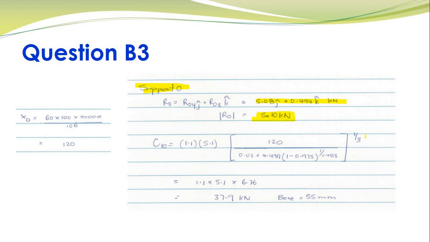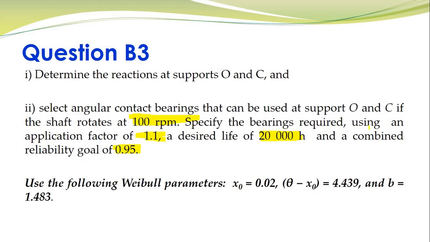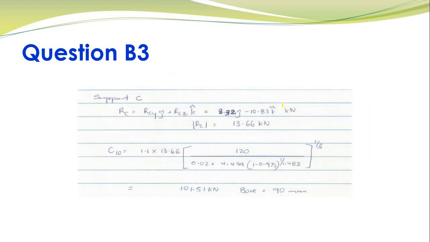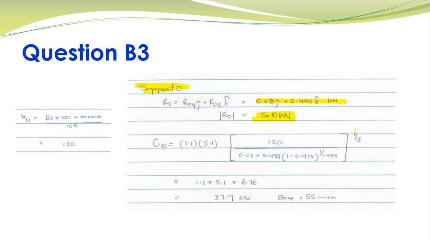Now this formula is something that you need to know. Let's look at the bearing that is required. You are to select an angular contact bearing at both supports O and C. For an angular contact bearing, 1 over a is 3, so that's why you've got 3 over here. Then this is XD, which is the multiple of rating life, which is 60 times ND divided by 10 to the power of 6. Your speed was given as 100 revolutions and the rated life was 20,000 hours. So you get an XD value of 120, so substitute over here.